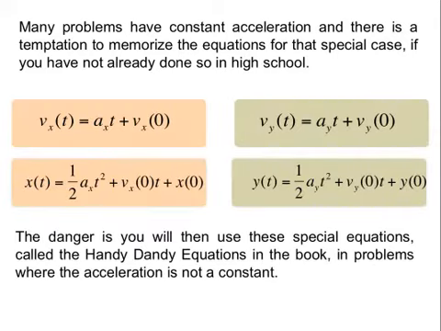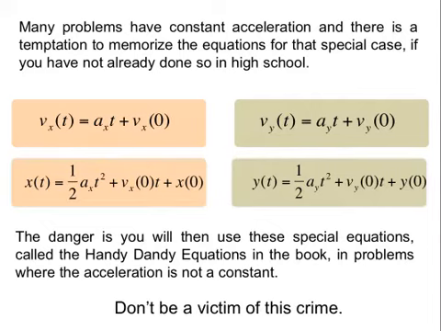v x of t is a x t plus v x of 0, x of t is 1/2 a x t squared plus v x of 0 times t plus x of 0, etc. The danger is you will then use these special equations, called the handy-dandy equations in the book, in problems where the acceleration is not constant. Do not be a victim of this crime.